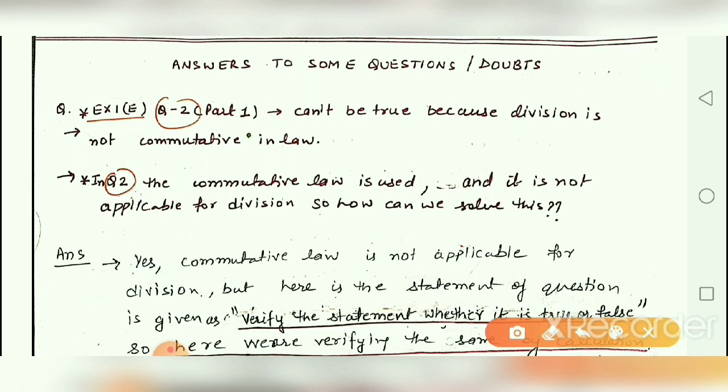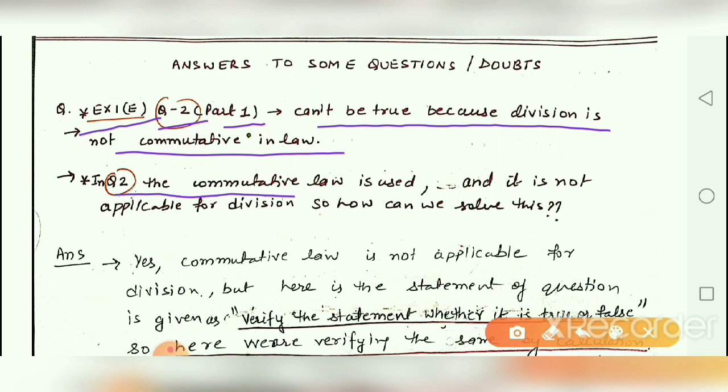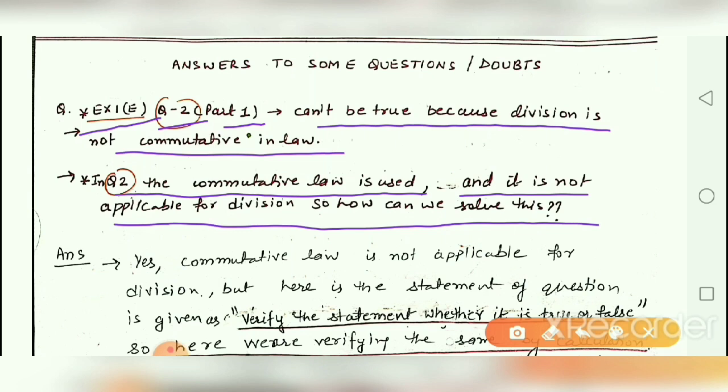One of the students has asked that in exercise 1E, question number 2, part 1 cannot be true because division is not commutative in law. For the same question, another student has asked that in question number 2, commutative law is used, and it is not applicable for division. So how can we solve this question? This question is rightly asked by the student.